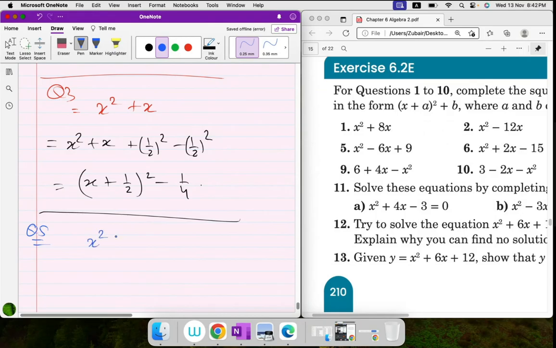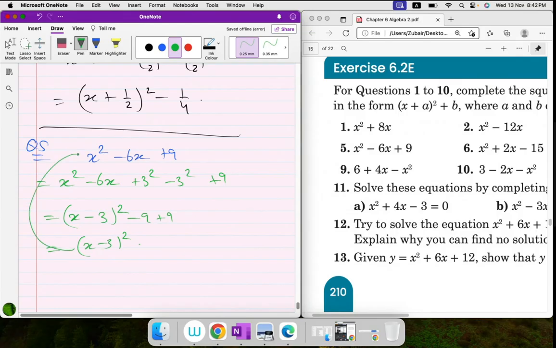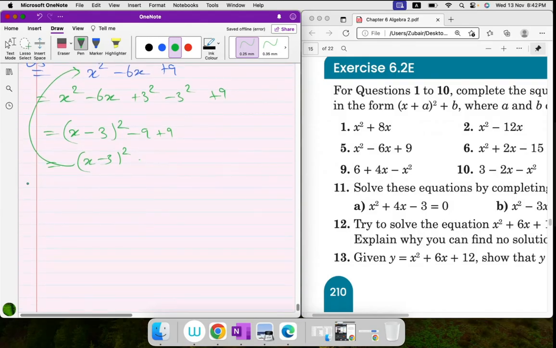Question 5. x square minus 6x plus 9. x square minus 6x plus 3 square minus 3 square plus 9. x minus 3 whole square minus 9 plus 9. So that's x minus 3 whole square. That's it. If we open this, we'll get this. Try question number 6.